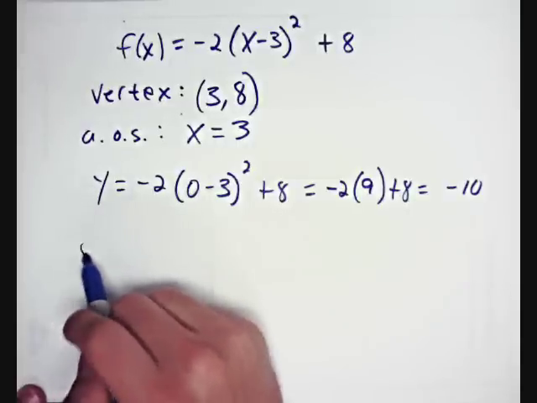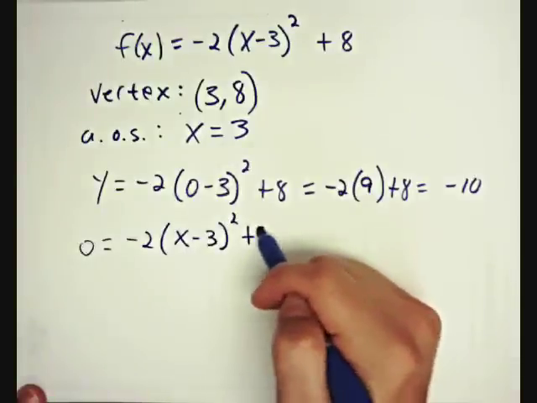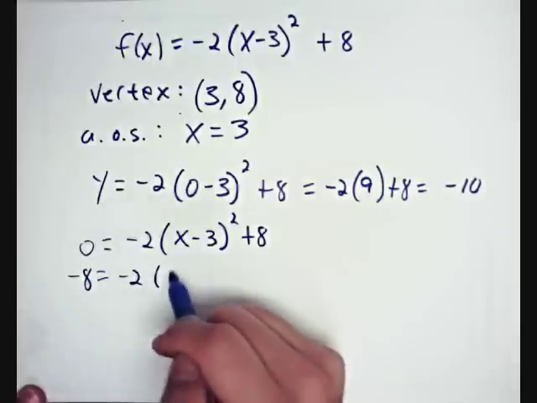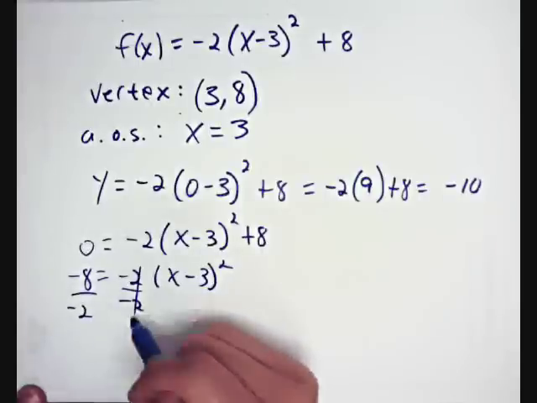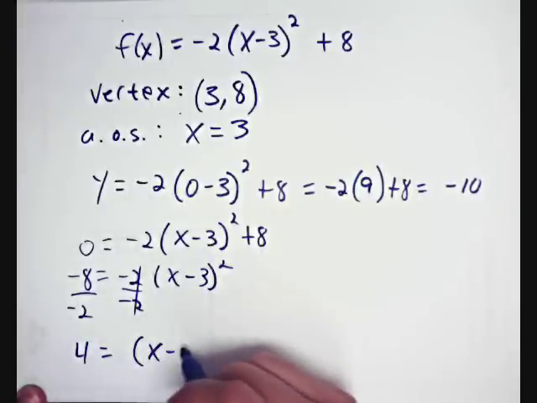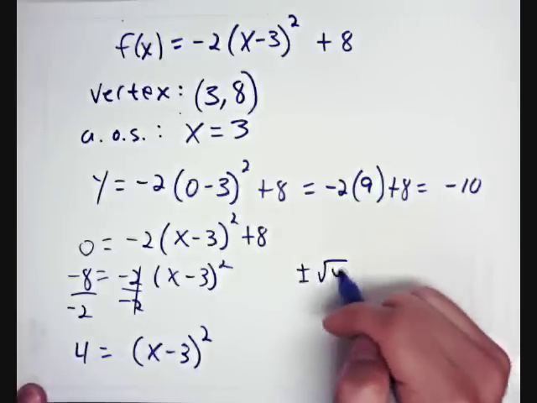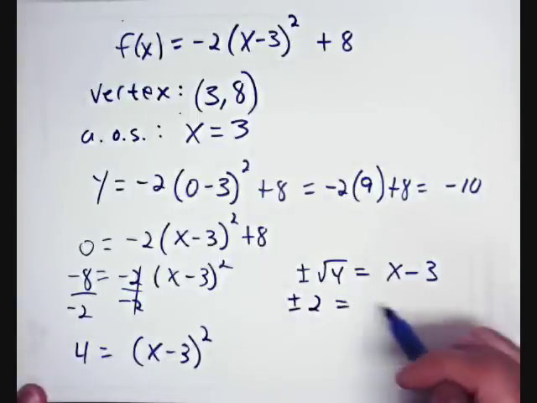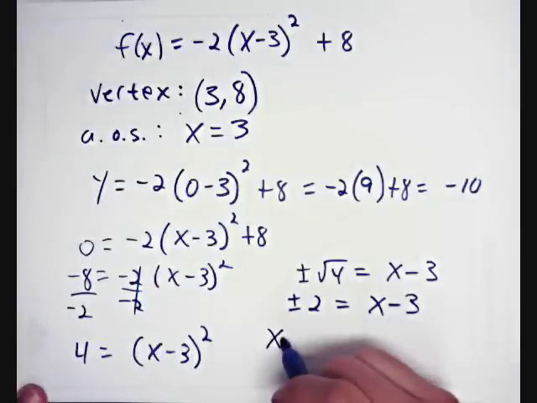X-intercepts, make y 0, and then solve for x. So we would want to subtract 8. Divide by negative 2. If x minus 3 squared equals 4, then the square root of 4 equals x minus 3. And the square root of 4 is 2. So plus and minus 2 equals x minus 3, and split that up into two separate situations.